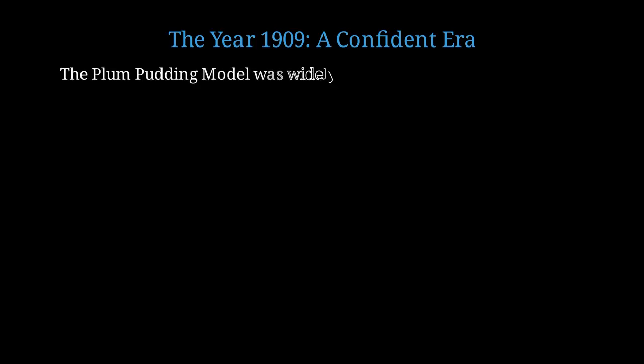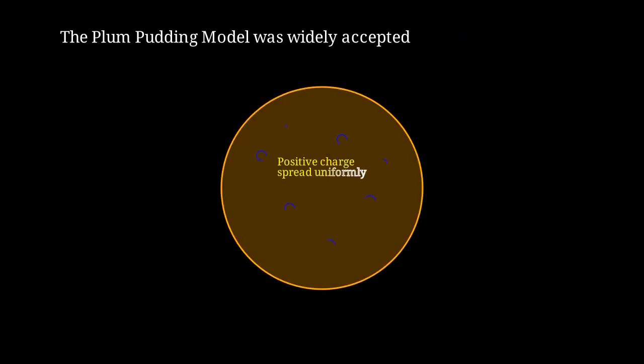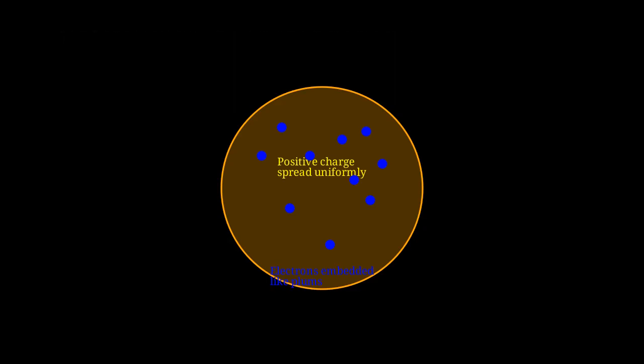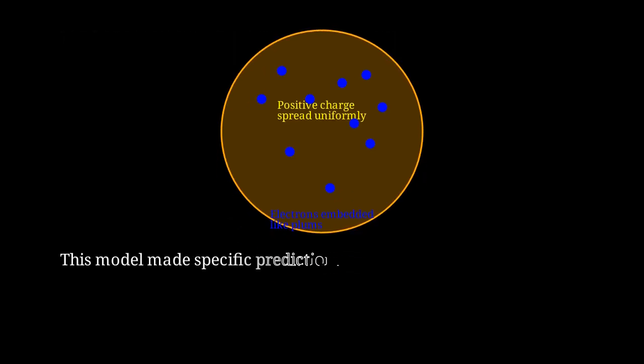The dominant model at the time was J.J. Thomson's Plum pudding model. This model proposed that atoms were like a positive pudding with negative electrons scattered throughout, like plums in a pudding. Picture a sphere of positive charge with electrons embedded inside. The positive charge is spread out uniformly throughout the entire volume of the atom. Now here's the key. This model made very specific predictions about what should happen when you fire particles at atoms.